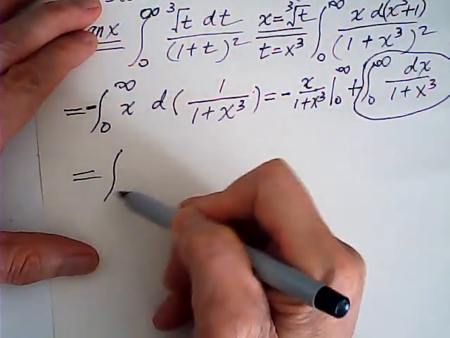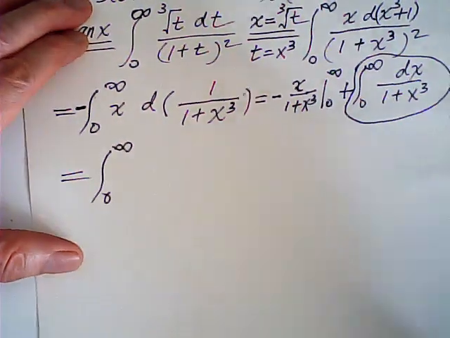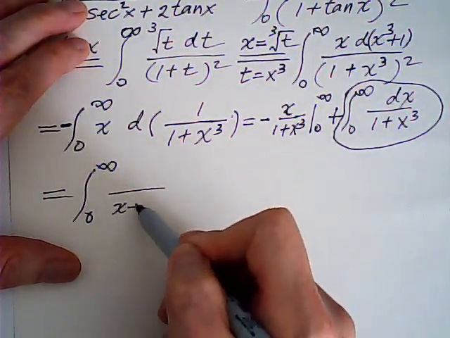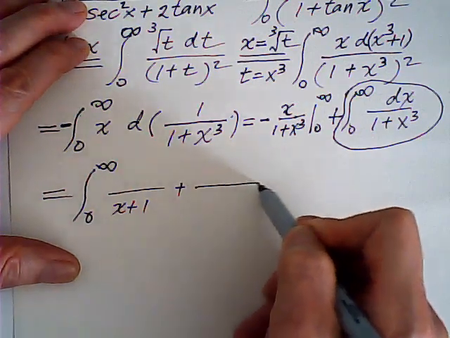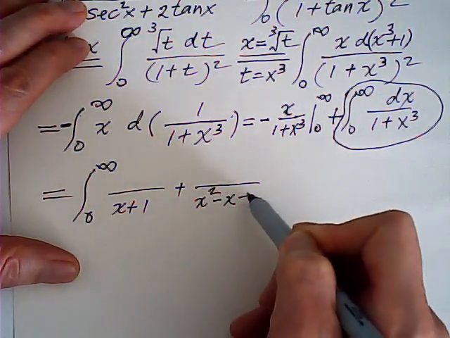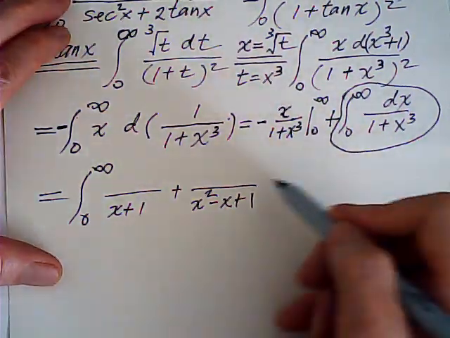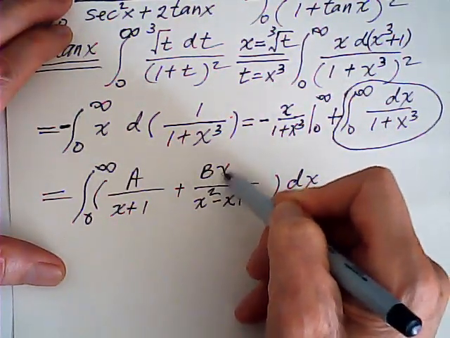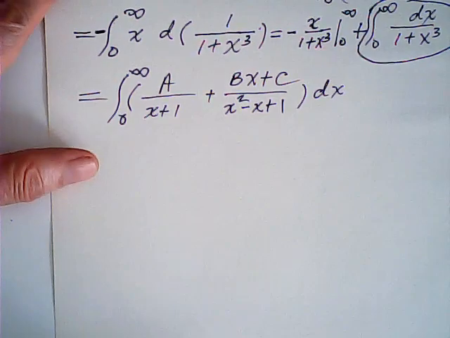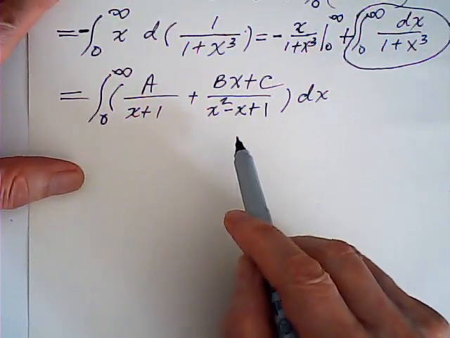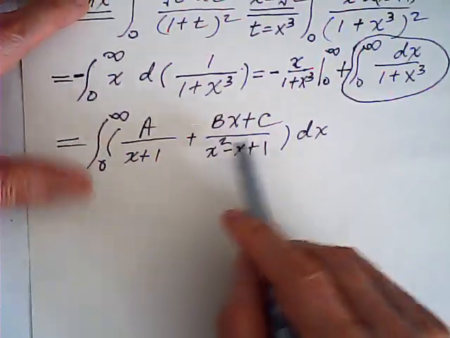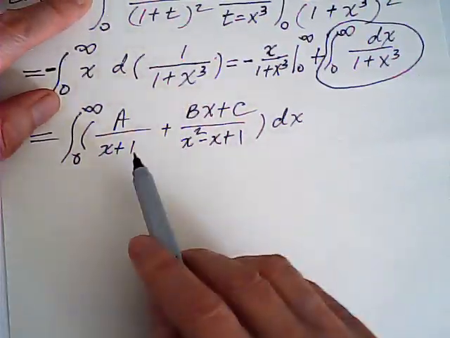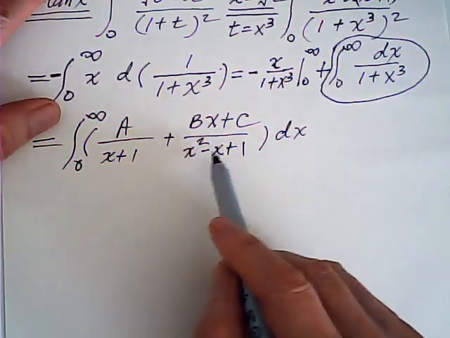This one is obviously by partial fractions, right? This one is equal to x plus 1 times x squared minus x plus 1, so we factorize this one. And this is A over x plus 1, and this is Bx plus C over x squared minus x plus 1. Partial fractions. Now, I just take time to find those A, B, C. I suppose you know how to do the partial fractions.